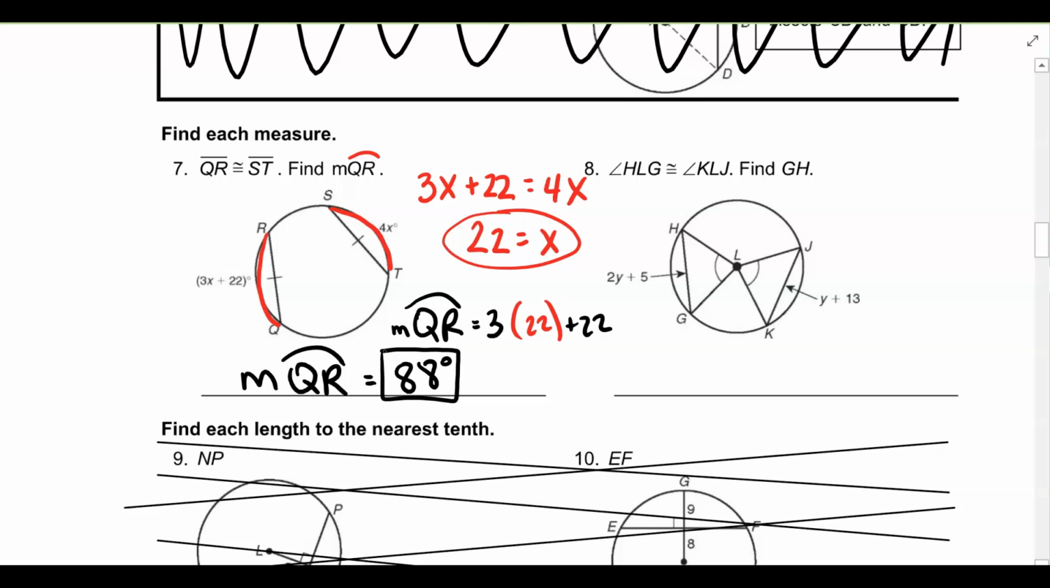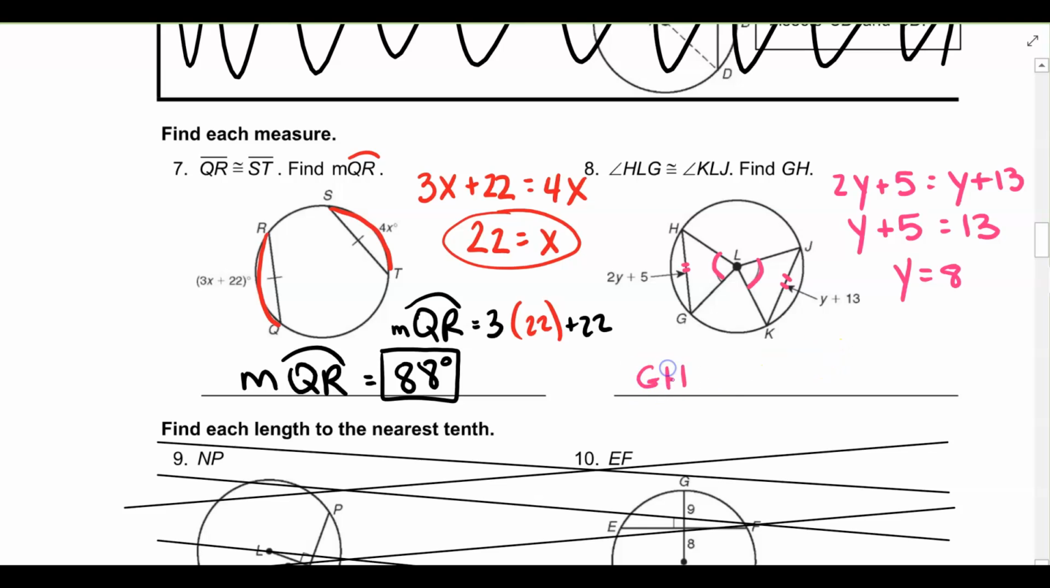Number 8. This time they're showing us that we have congruent angles, and then they want us to compare those chords. Well, I know the chords are going to be congruent because the central angles are congruent. So 2y plus 5 equals y plus 13. Subtract 1y from both sides to get 1y plus 5 is equal to 13. Subtract 5 from both sides to get that y equals 8. Again, we're almost done, but ultimately they're asking us to just find the length of segment GH.